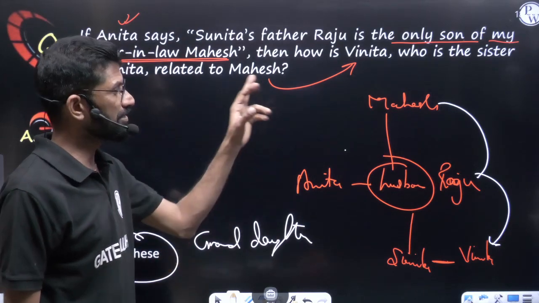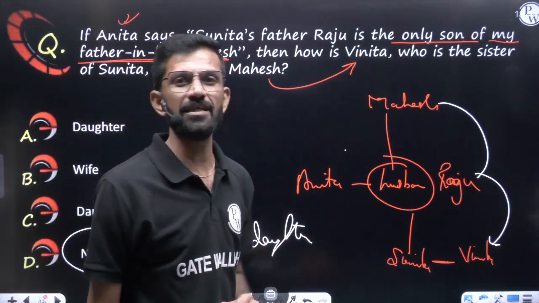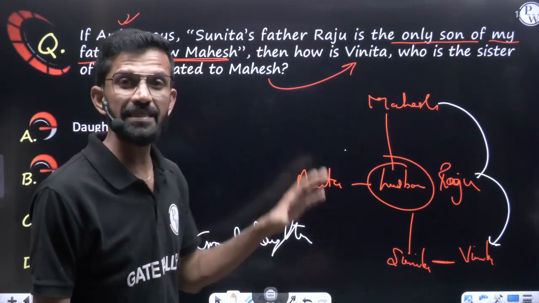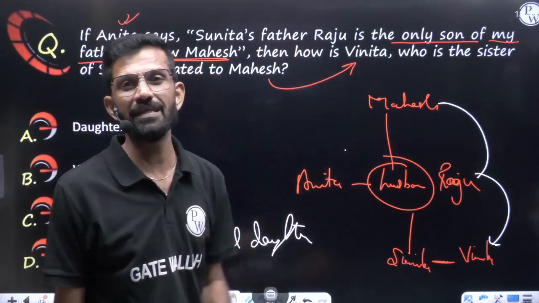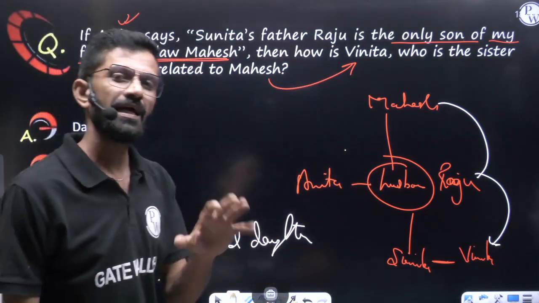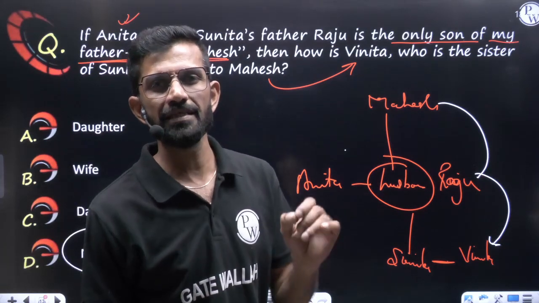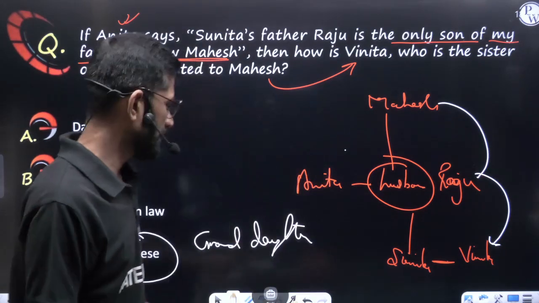Clear? So this is very important, that from which side the relation we have to find it out, and even it is important how to understand the relations, how to make a family tree, and some of the questions without a family tree, just breaking the sentence. Let's go to the next question.